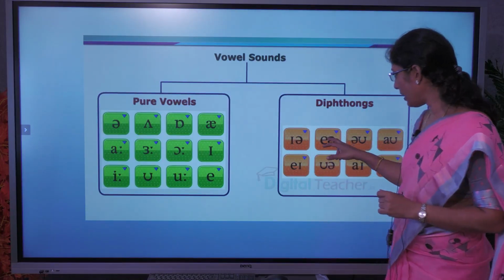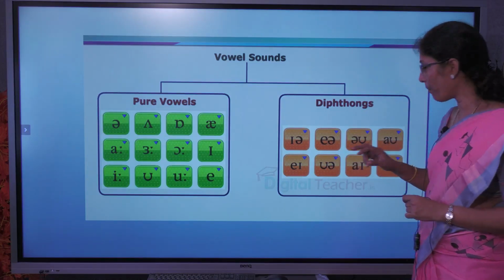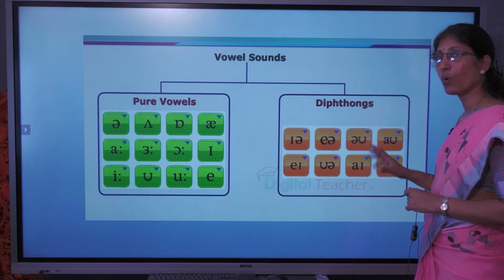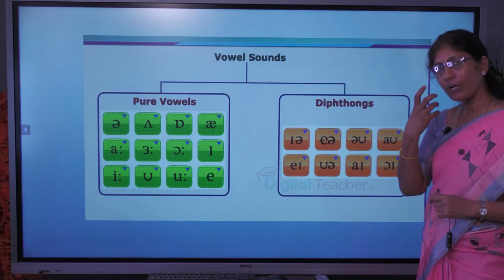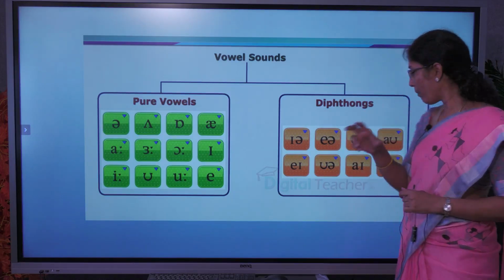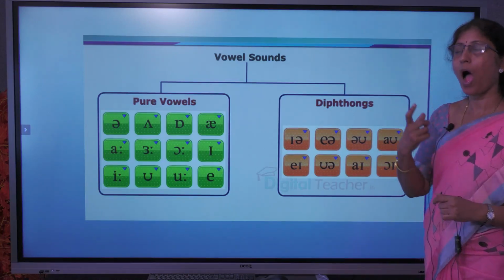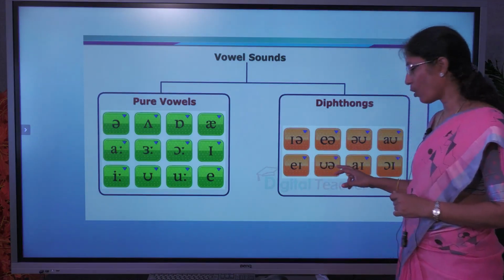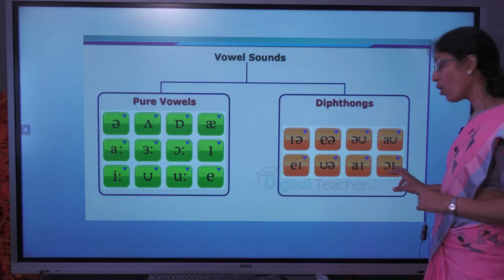This is A plus A. This is short A plus O. Ow. When you compare these two sounds, if you take this sound, our lips will not take a complete round shape. But when you produce this sound, our lips take a complete round shape. Okay. Next Oa. Right. Then next Oi.